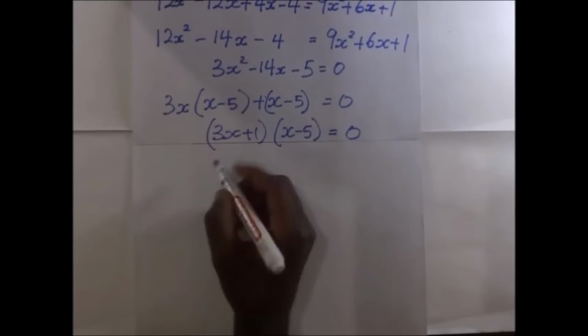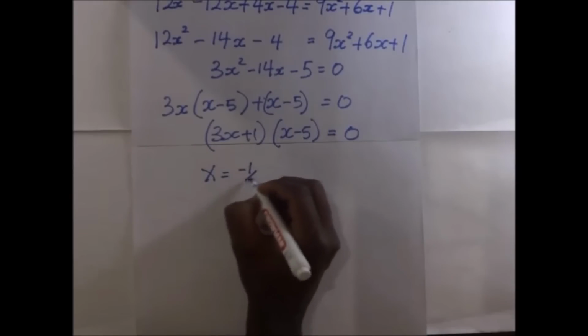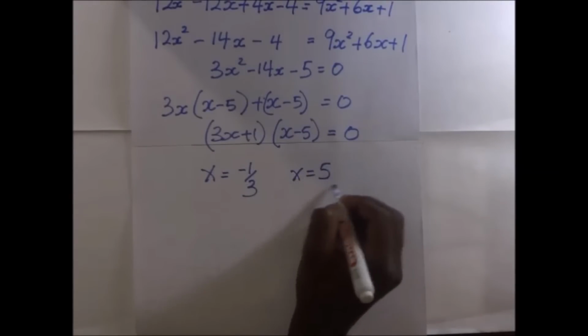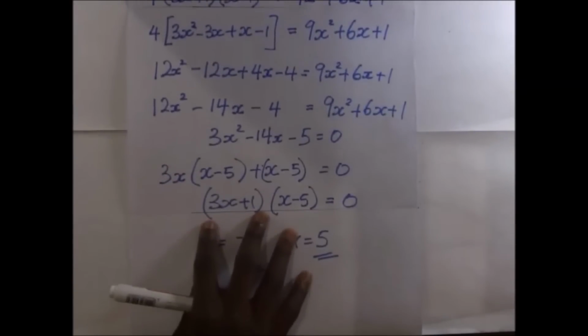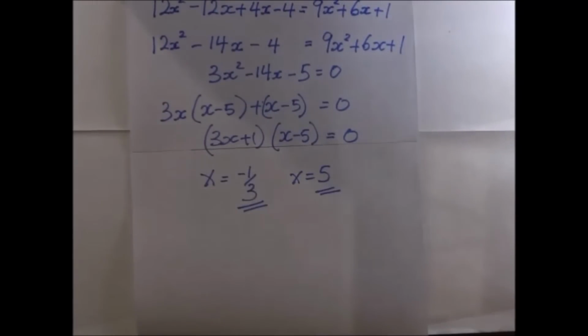So from our answers here, either x is going to be equal to negative a third, and or x is going to be equal to 5. x is one of those. So we have gotten two values of x for that polynomial. But remember, we've got two values of x for the expression in our question.